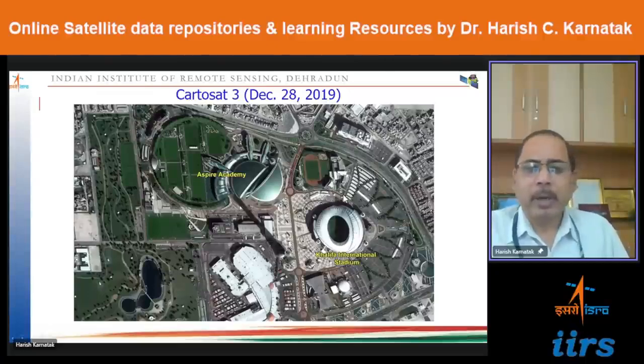So these are the capabilities here, and this is a photograph or image taken by our Cartosat satellite of the Khalifa International Stadium. You can see very nicely all the objects are visible here, and I can see the cars in the parking areas, and I can count these cars.